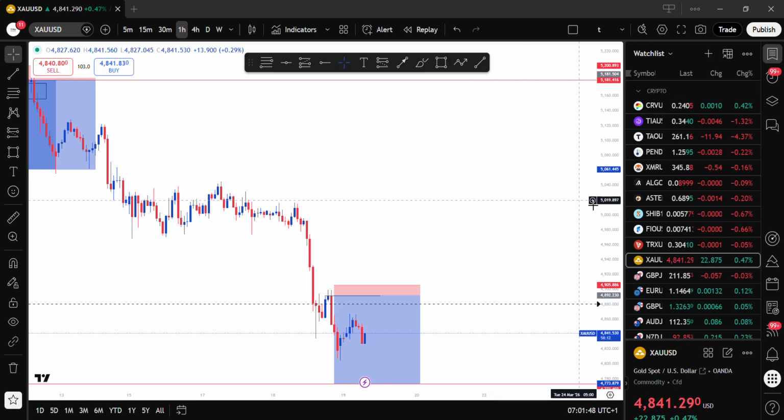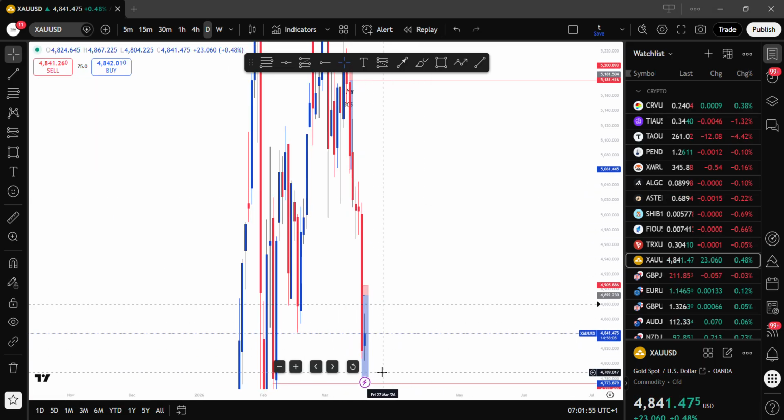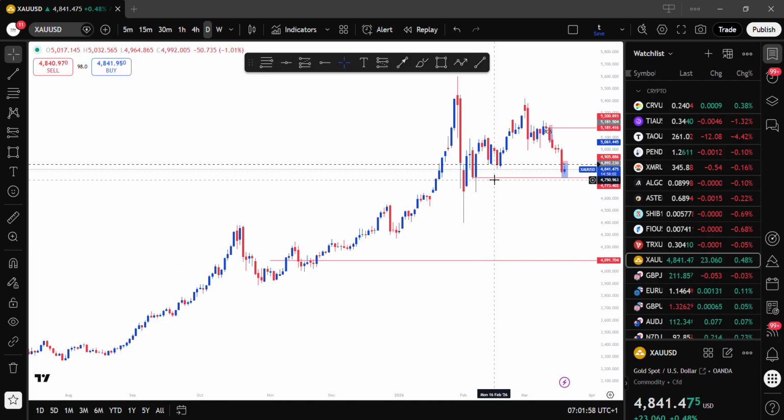Let's start by analyzing the XAU chart. On the XAU chart, you noticed the dump yesterday. So the market is most likely dumping to this point.